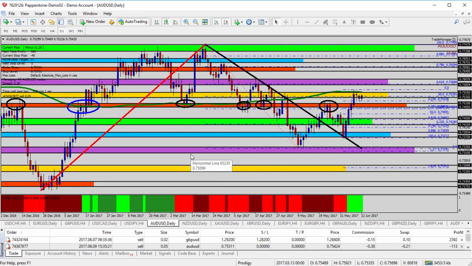Take it over to the AUDUSD. Of course, it's been on the rise. We had the black trend line. It was a downtrend, and then we broke through that black trend line. We started looking for opportunities to go long on top of that black trend line over the past couple of weeks. It took the rise all the way into the 75.30, 75.55 level.